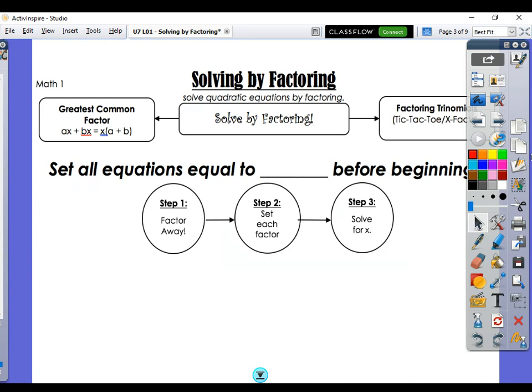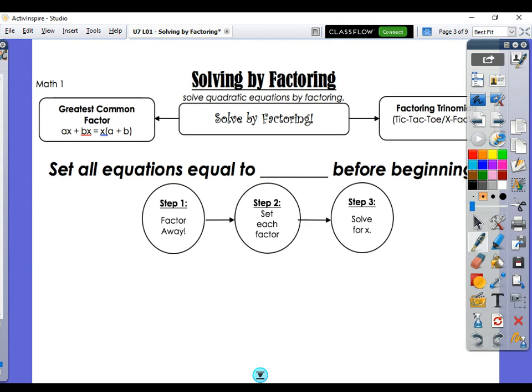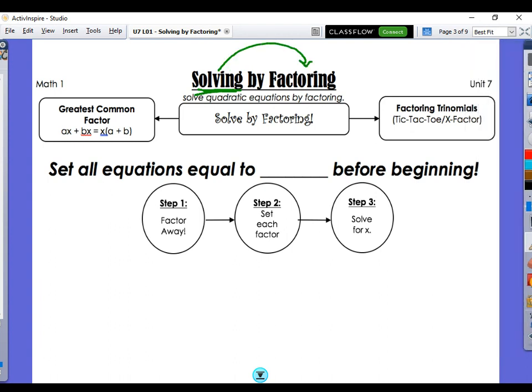So our goal really today is to take a quadratic, factor it, right? And then solve it. Essentially what we're trying to do is we're trying to solve something, and the way we're going to solve it is by factoring it, okay?